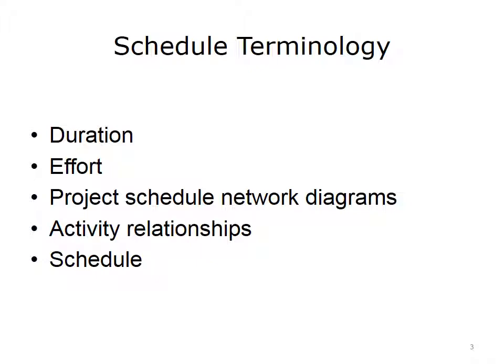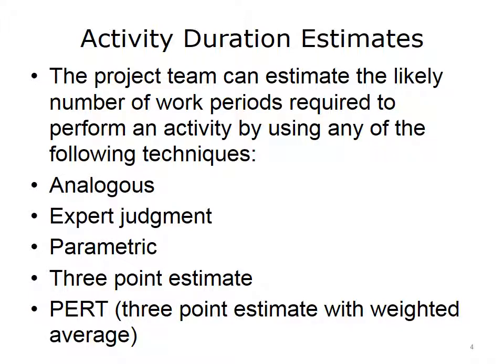Activity relationships. Diagramming technique to illustrate the activity's logical relationships. Schedule. Activity-based timeline or project baseline documents when the project activities will be completed. The project team can estimate the likely number of work periods required to perform an activity by using any of the following techniques. Analogous. Determine estimate by using resource duration estimate information from similar past projects, often used in project initiation or early planning when detailed project information is lacking.